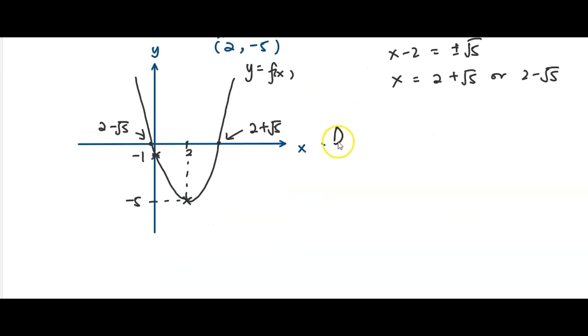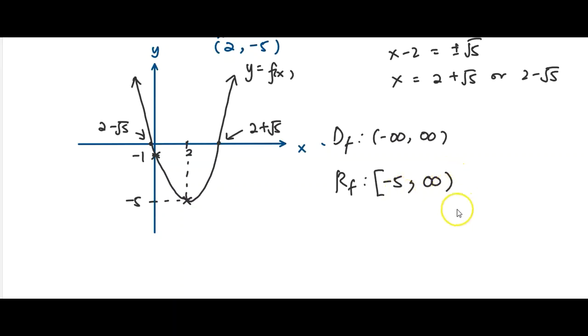From the graph, we can see that our domain is all the real numbers, or we can say from negative infinity up to infinity. And for the range, you can see that the lowest point on the graph is negative 5, and it includes negative 5. And the graph is just going up non-stop, so the range will end at infinity.